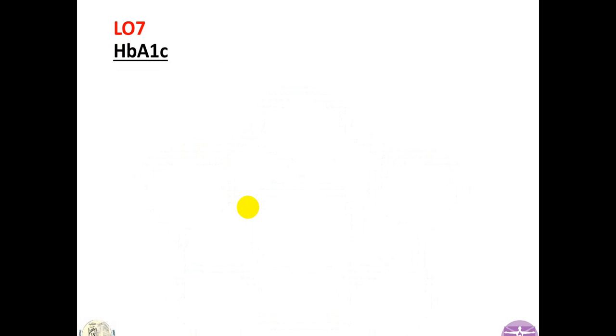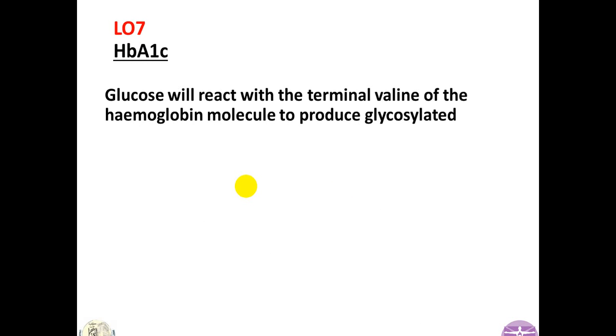Now I will talk about the concept of HbA1c or glycated hemoglobin. So glucose, if present in the plasma in high concentration, will react with the terminal valine of the hemoglobin molecule to produce the glycosylated hemoglobin, which we call HbA1c.